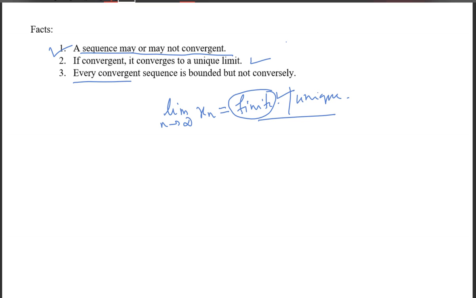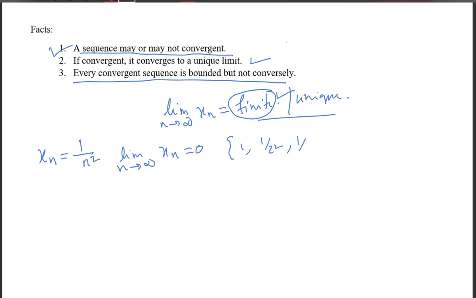The third one is very important: every convergent sequence is bounded, but not conversely. So every convergent sequence is bounded. Suppose xn is equal to 1/n squared. You see the limit as n tends to infinity of xn is equal to 0. The sequence is 1, 1/2 squared, 1/3 squared, like this it will go. You can check that this sequence is a bounded sequence.